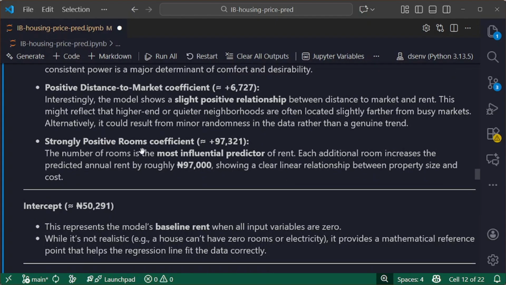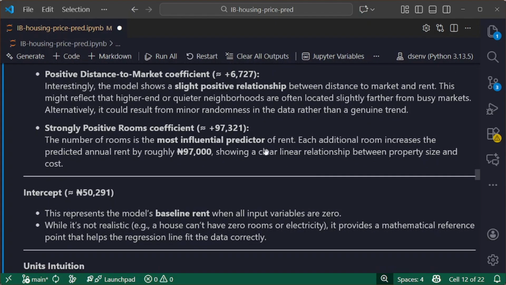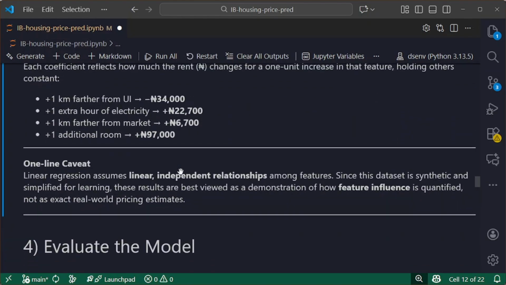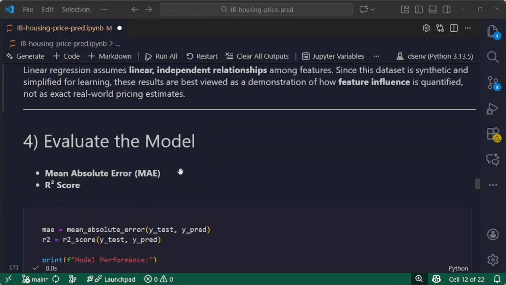Do you get? So a strongly positive room coefficient, of course, basically saying that for every room that is added, annual rent should go up by about 100k, which is something I don't think we have as a template to follow when agents price. So yeah. Moving on now.